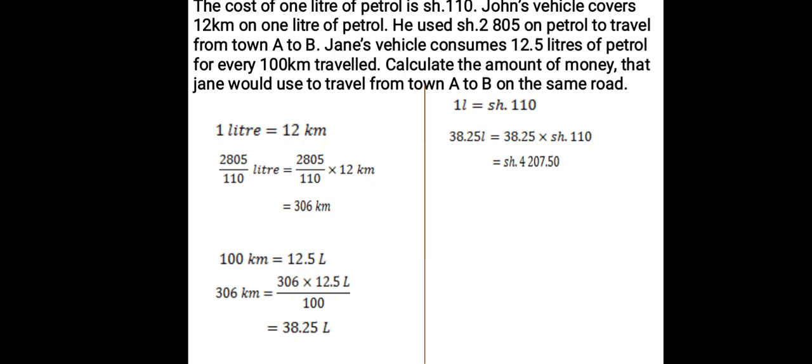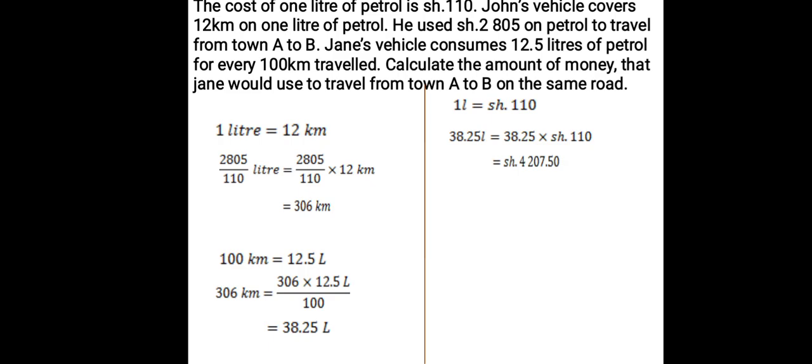Now we continue. Look at it this way. Jane's vehicle consumes 12.5 liters of petrol for every 100 kilometers. So it means 100 kilometers represents 12.5 liters. Now what about 306 kilometers? Because Jane also travels the same distance. It will be 306 multiplied by 12.5 divided by 100, which means Jane consumed 38.25 liters from town A to B.